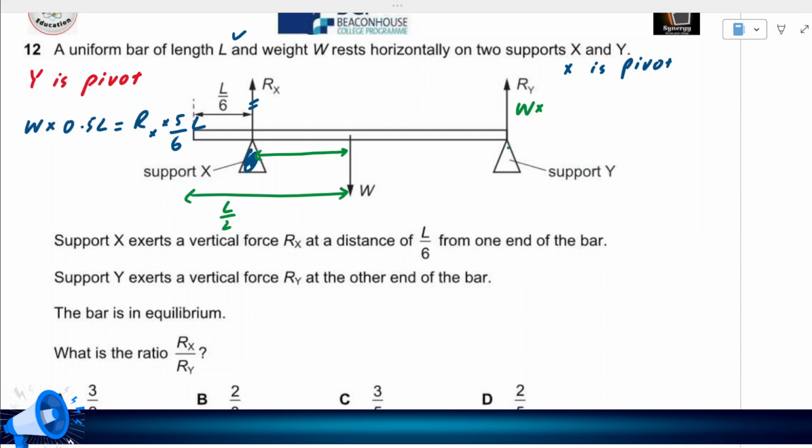1 by 2 minus 1 by 6. So we'll be getting L by 3. This distance would be L by 3. You can do it on the calculator. Equals the other force Ry, and the perpendicular distance of that force from the pivot is once again 5L by 6.